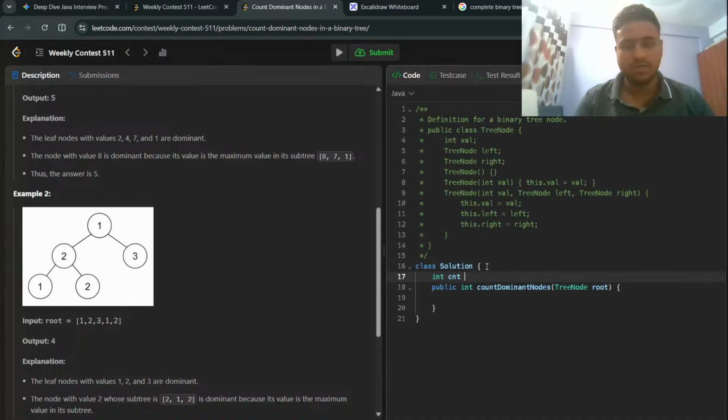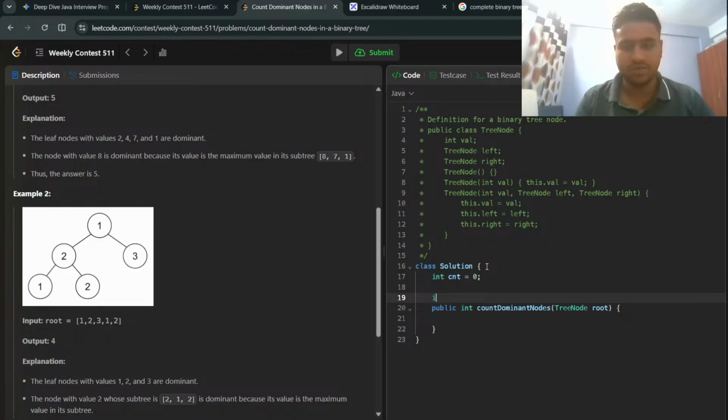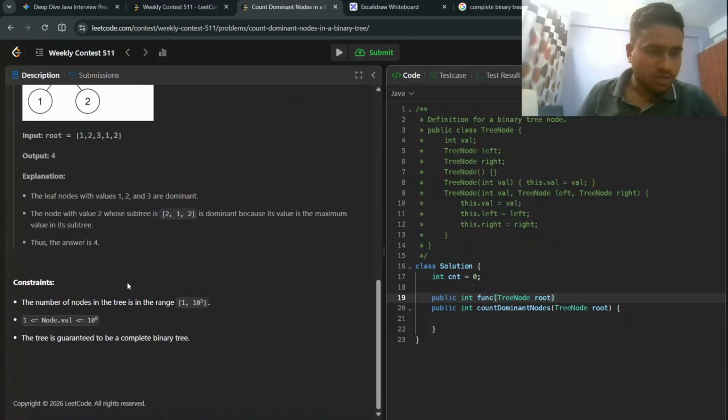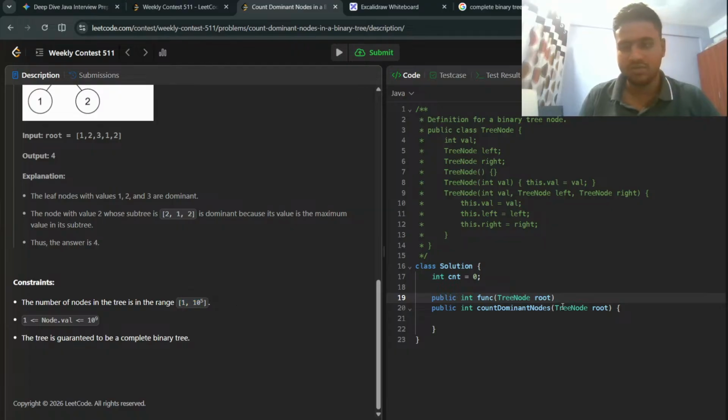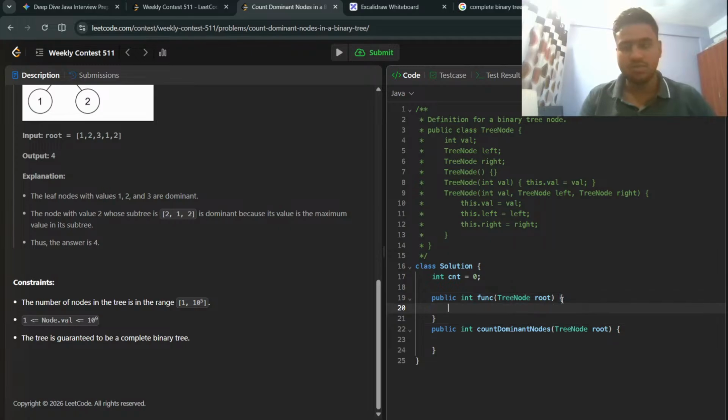Basically, when count is equal to 0, or we can also make count. So public int function and TreeNode root. Okay. So all the root values are in the range of 1 to 10 raised to power 9. And the number of nodes in the tree is in the range 10 raised to power, not an issue. We are only visiting all nodes one time. Okay. So if our root equals null, then return -1.